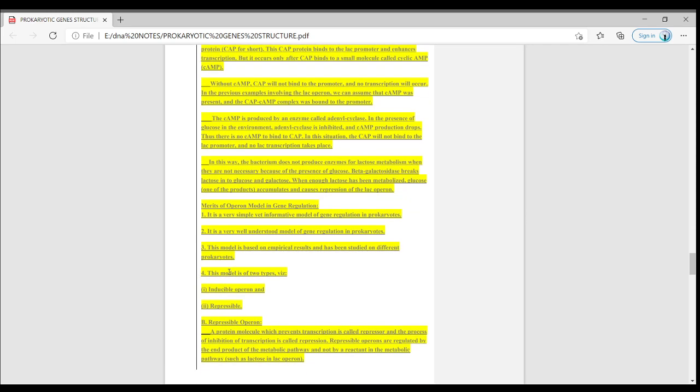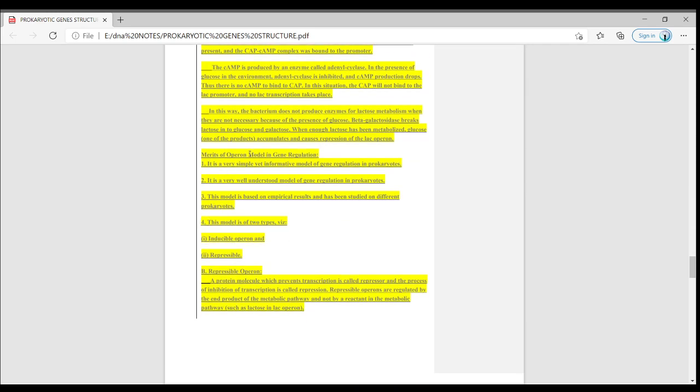Then, merits of the operon model in gene regulation. It is a very simple yet informative model of gene regulation in prokaryotes. It is a very well understood model of gene regulation in prokaryotes. This model is based on empirical results and has been studied on different prokaryotes. This model is of two types: inducible operon and repressible operon.